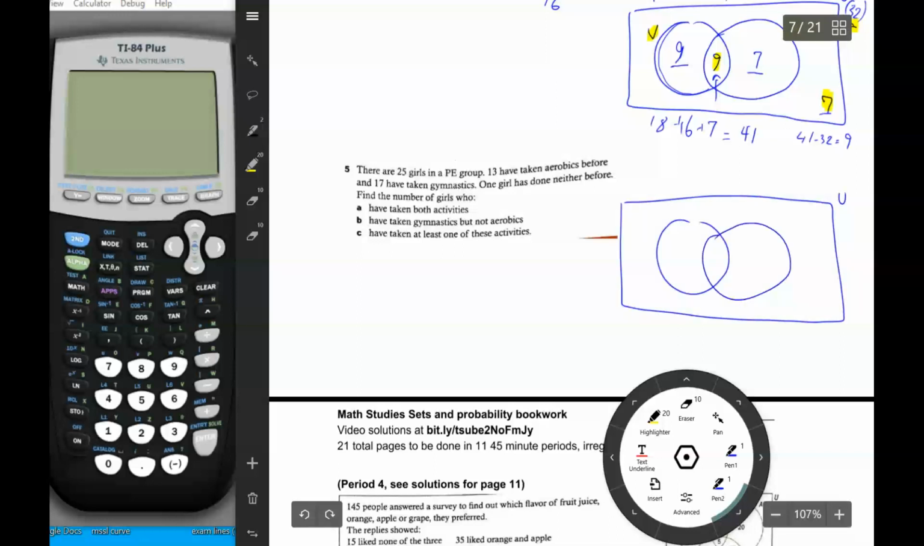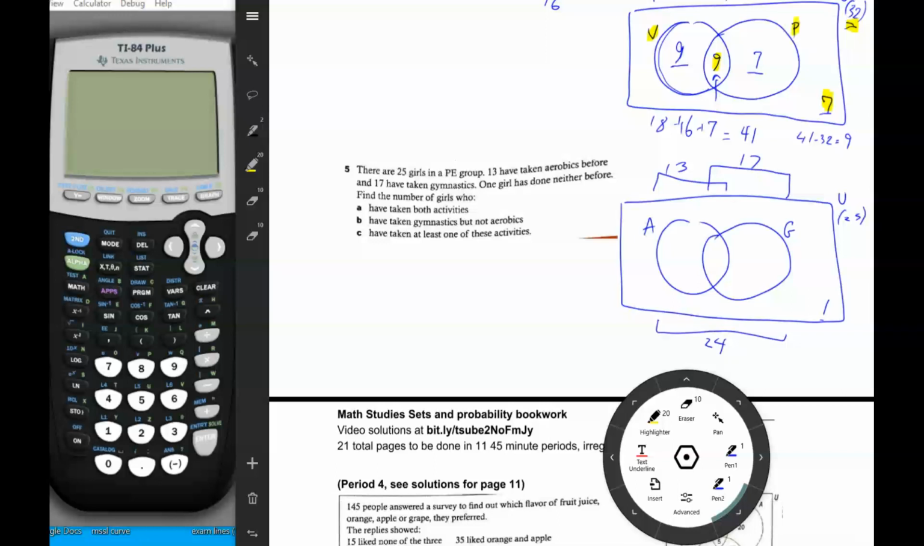And the two groups are called aerobics and gymnastics. In the aerobics circle, there are 13, and in the gymnastics group, there are 17. And who takes neither, it's 1. And there are 25 total in the universe, so I put 25 next to U. And so now I know that if there's 25 in the universe and there's 1 out here, that means there's 24 in this whole group here. So I'm going to draw a big bracket to show that the whole snowman here has 24 in it.